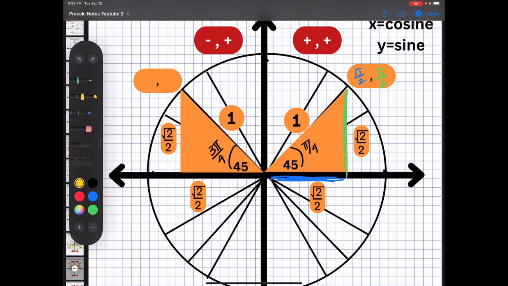Moving on. For cosine of 3 pi over 4, I need the x value, which is radical 2 over 2. Then I need the y value for sine, which is also radical 2 over 2. And in this quadrant, only the first value, or the x, needs to be negative. So those would be my final coordinates for pi over 4 and 3 pi over 4.